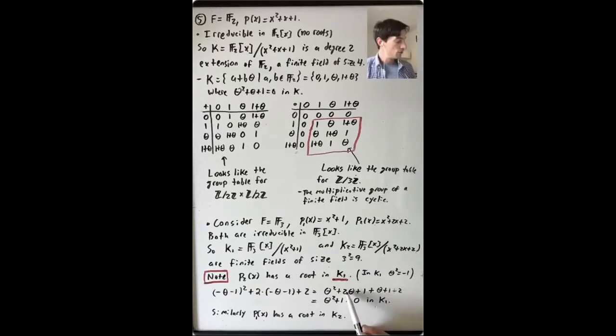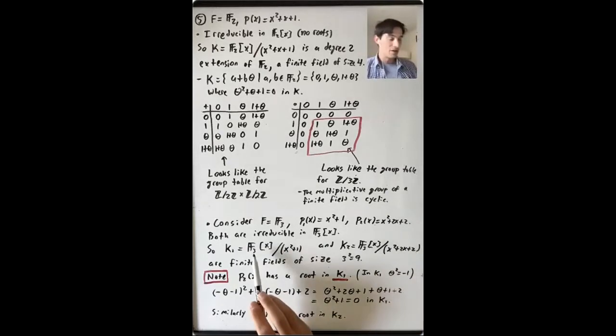Now we have 2 theta plus theta, which is 0 in F3 bracket x. And then 1 plus 2 is 3, which is 0 in F3 bracket x. So it's also 0 in K1. And now what we're left with is theta squared plus 1, which in K1, that is 0. Theta squared plus 1 equals 0 in K1. So we found a root of this other irreducible quadratic polynomial in the first field. And you can do the same thing to see that P1 of x has a root in K2 also.